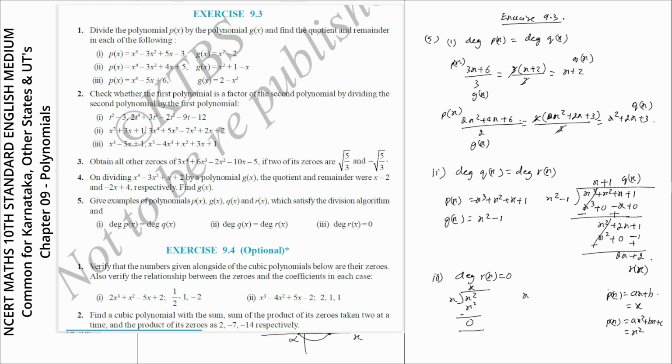Now similarly, if I divide a cubic polynomial by a quadratic polynomial, x square into x is x cube. So the remainder I'll get is 0. So when the remainder is 0, the degree of the remainder also is 0. Not only that, you can find some examples in Exercise 9.3, question 1 and question 2, where you get the remainder 0. These examples are very easy to remember. That's why I have given them.